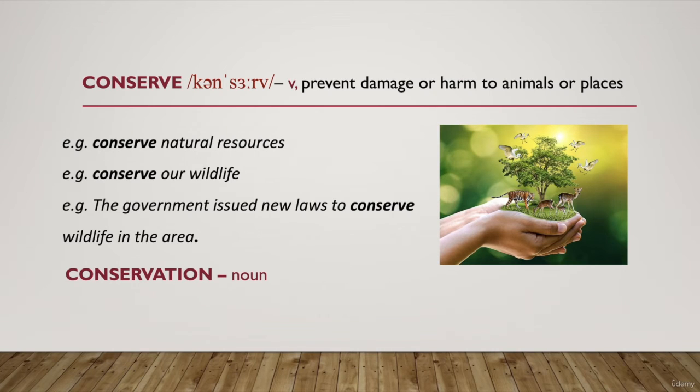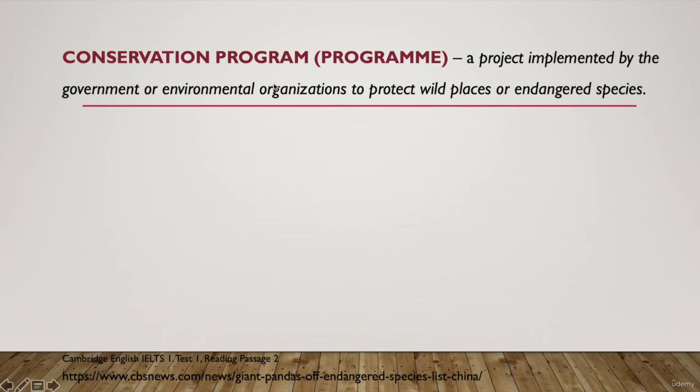Conservation is the noun form. Conservation. We often talk about conservation programs. A conservation program is a project implemented by the government or environmental organizations to protect wild places or endangered species. Written with just M at the end is the North American spelling, but double M-E is the British spelling.